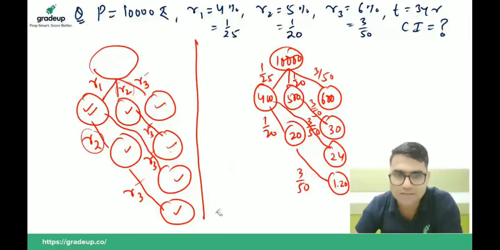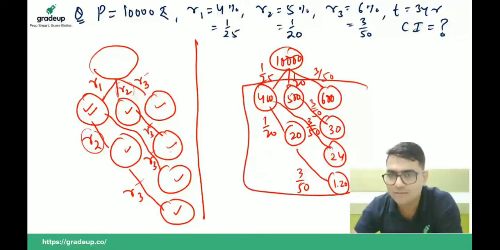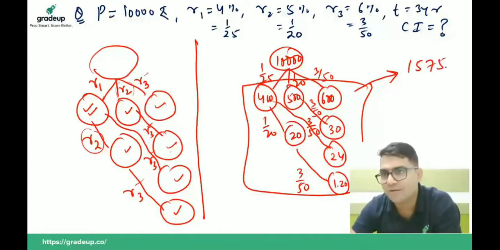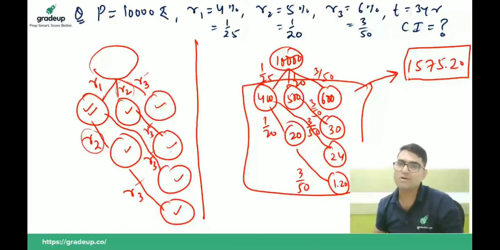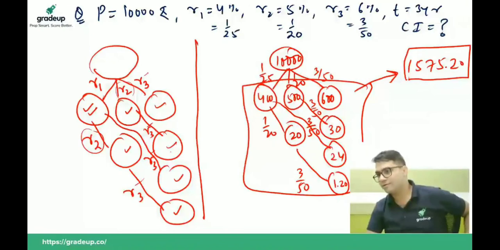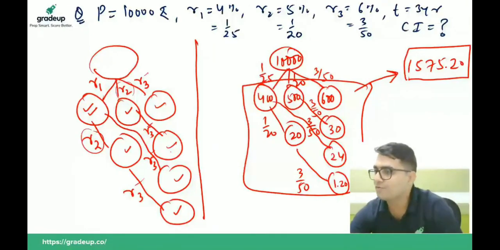Now, listen. You have to find the CI. So simply add all these values. Add all these values and you will get your answer: 1575.20. 1575 rupees 20 paisa is your final answer. I hope you got the point. Is it clear to all of you guys?